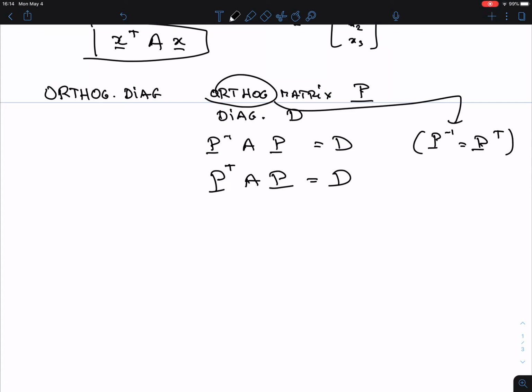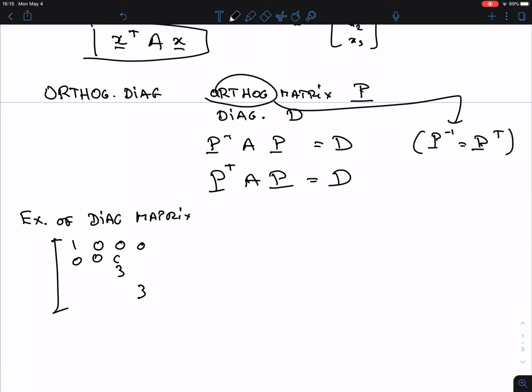Well, let's look at the diagonal. So an example of a diagonal matrix. We should take a diagonal matrix. I said most of the examples are 2 by 2 and 3 by 3, but I'm not going to do any calculations, so I can make it a little bit bigger here. So let's take a 4 by 4. Let's say 1, 0, 3, 3. That would be a diagonal matrix, right? So 0, 0, everywhere else. Zeros, that's getting very ugly, but okay. Alright, so this is my diagonal matrix D.